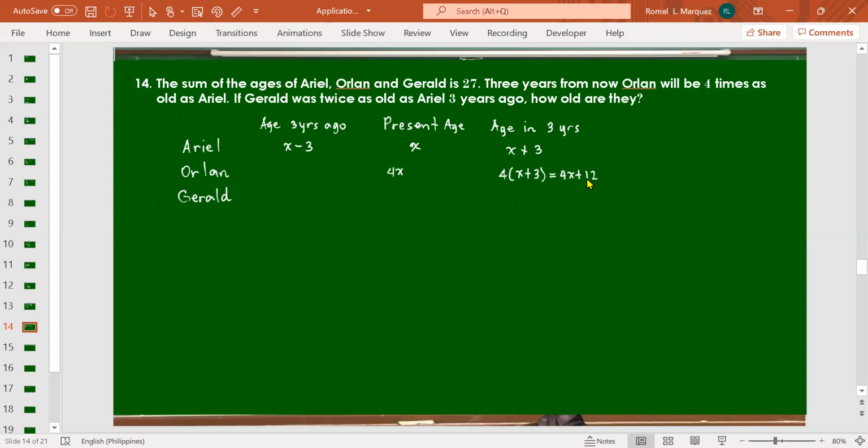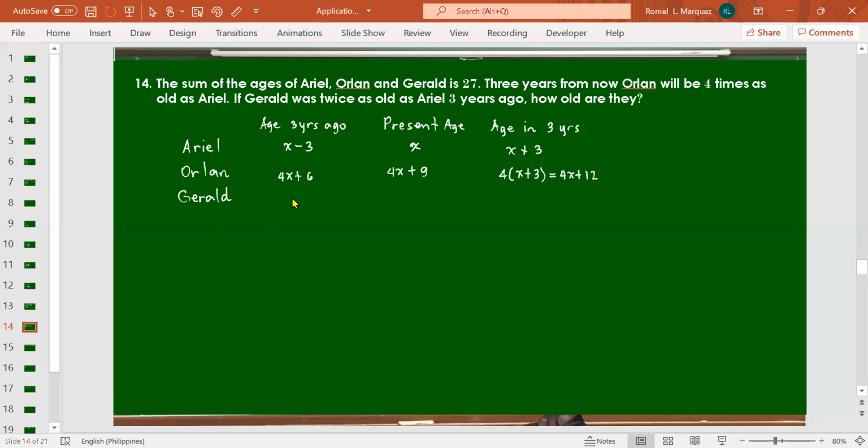4x plus 12 minus 3, that is 4x plus 9. Yes po. What was his age 3 years ago? 4x plus 6, right? I already have the table. Now in the next line, for Gerald, this is his age 3 years ago.